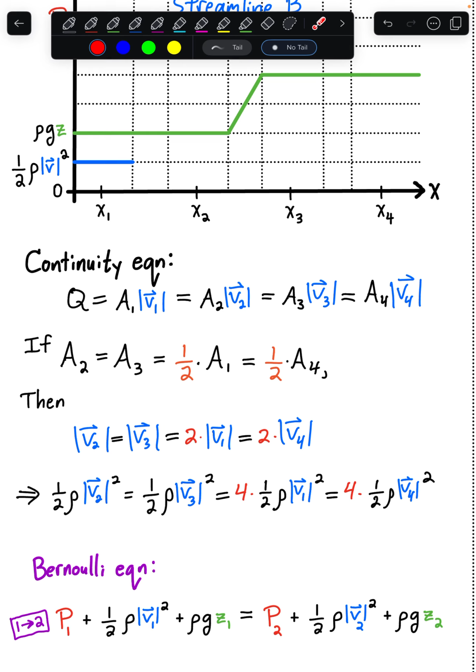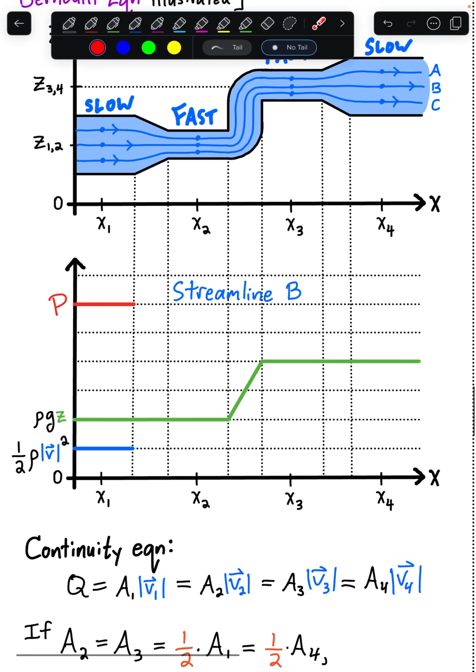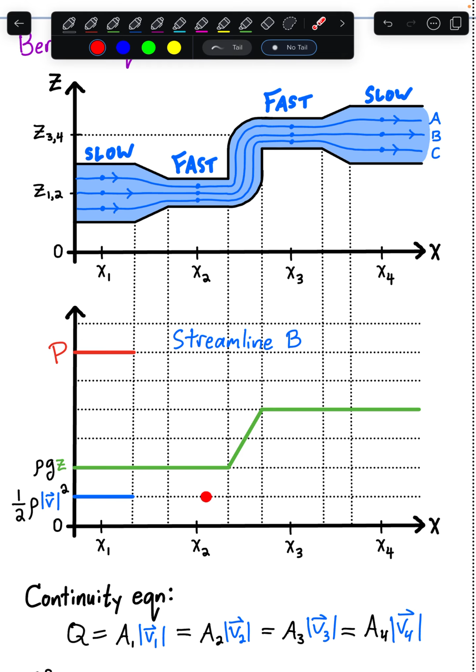Okay, so the point is that if the cross-sectional area goes down by a factor of 2, the speed is going to have to go up by a factor of 2. But since in the energy, speed is squared, the energy goes up by a factor of 4. So therefore, as we move from moments 1 to moments 2 and 3, our kinetic energy density is going to have to go up by a factor of 4.